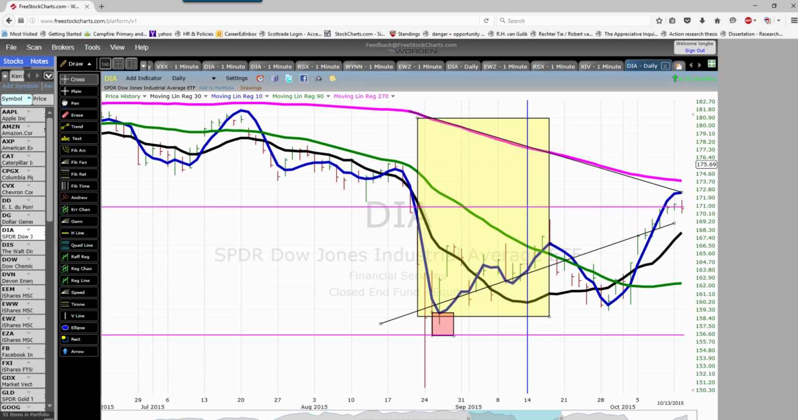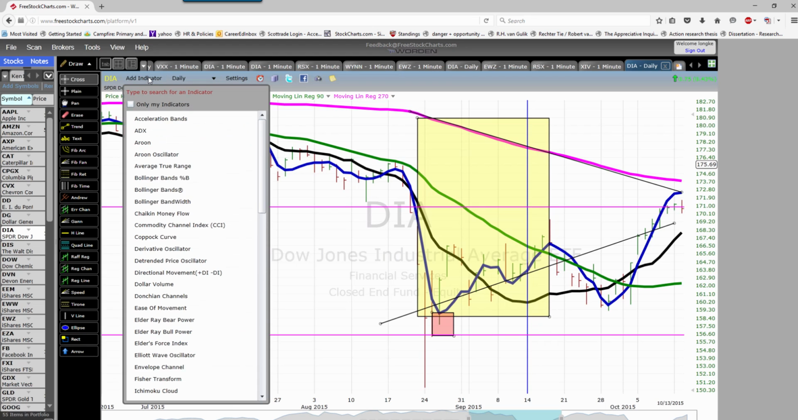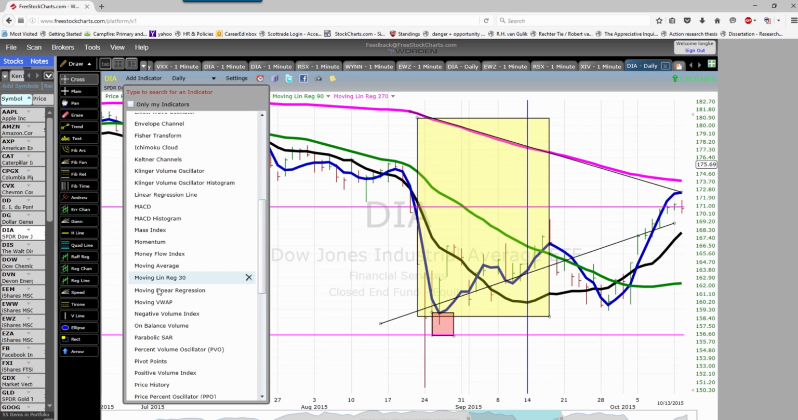So that's what I want to say about regression lines, and a hint about the regression line fractal framework. And I've shown you how to add those indicators through the use of the moving linear regression. On your chart package, you may also see that as the least squares moving average. But if you use free stock charts, you're in good shape.